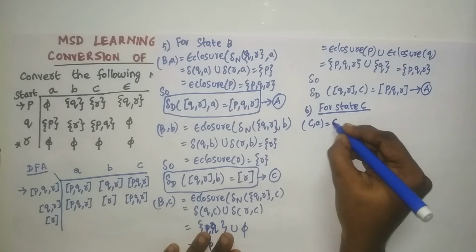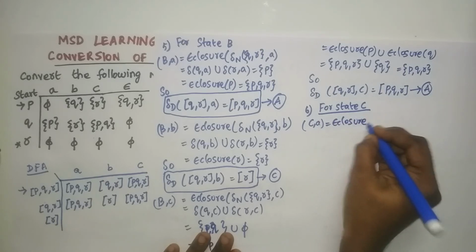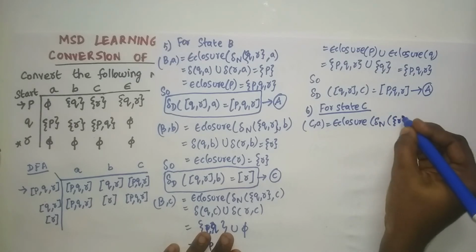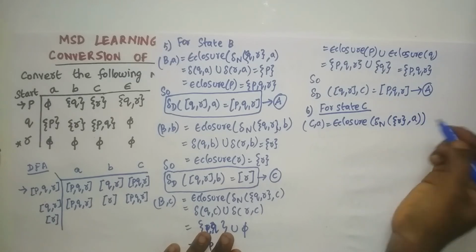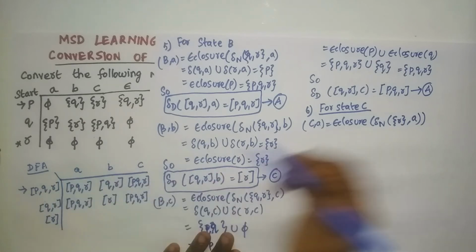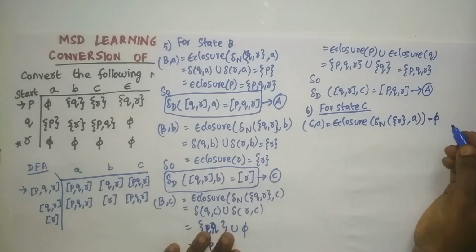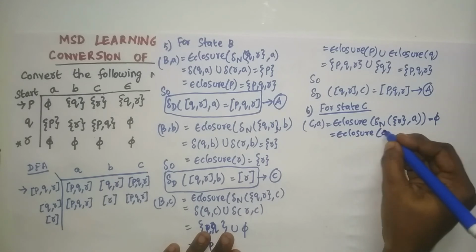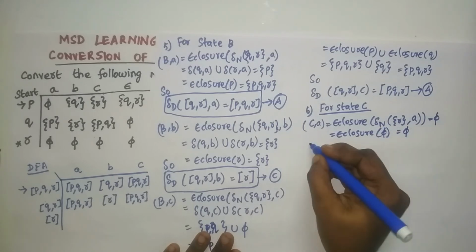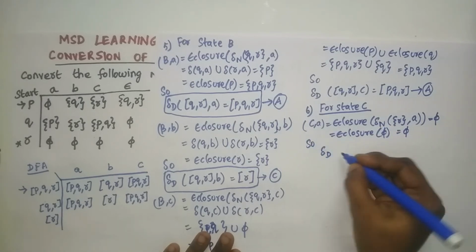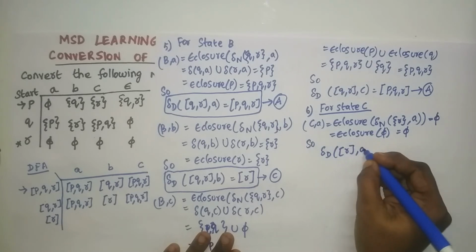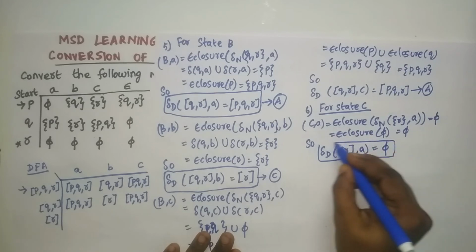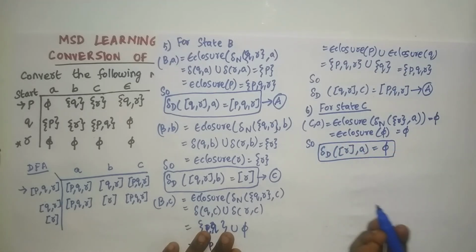So C comma A is nothing but epsilon closure of delta N of R comma A. R comma A is, you will have empty. So for that you need to apply epsilon closure. Epsilon closure of empty is also empty. So delta D of R comma A will be equal to empty. So here it is not going to any new states.